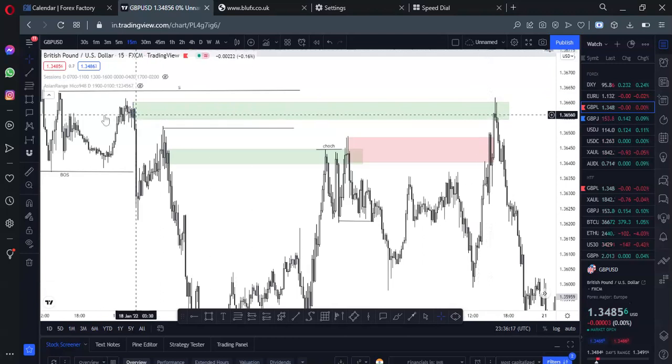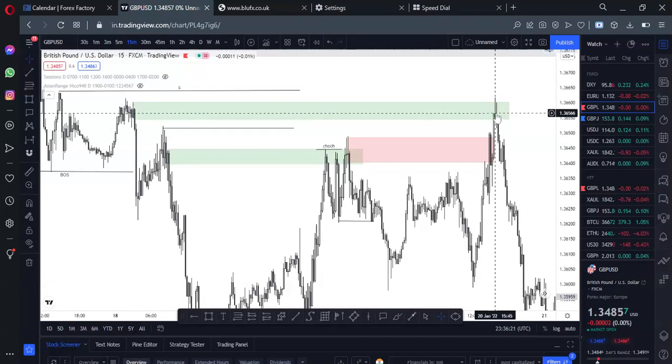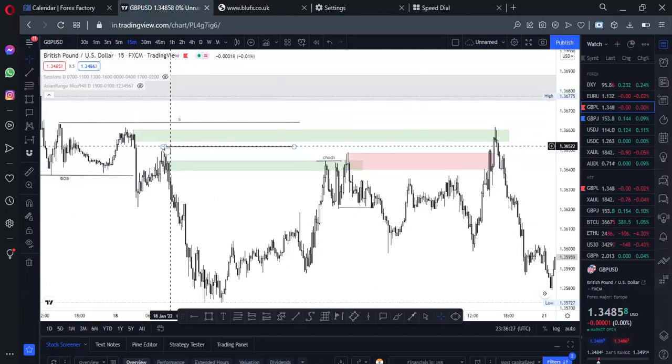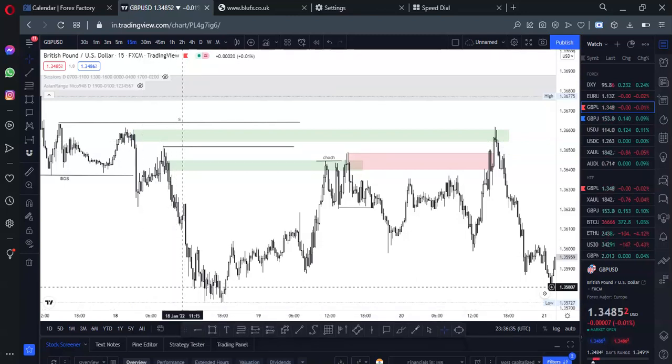Sorry about the reloading. I'm having network issues in Nigeria. So this happened and they mitigated off the original order block and the market came back down. So this is an adjustment in the live market. This happened just last week on the 18th, on the 18th of January 2022.